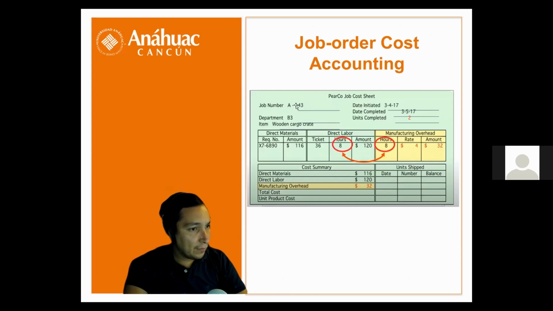And now that we have our predetermined overhead rate, we can apply it to our job sheet. So we get back to the old job, A143, where we were making that wooden cargo crate. We apply that MOH based on the labor hours. So it's 8 hours times a predetermined overhead rate of $4 per hour, and we get $32 of MOH that gets applied to this job.